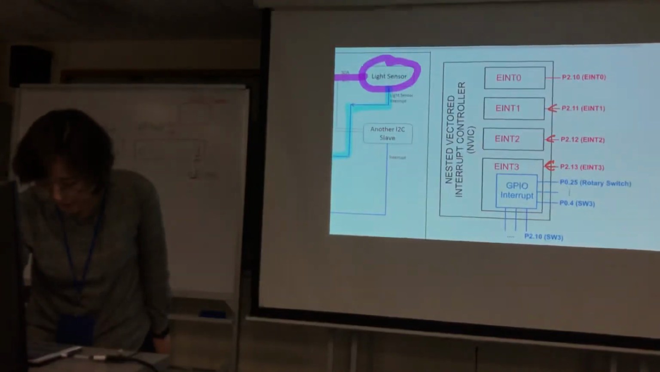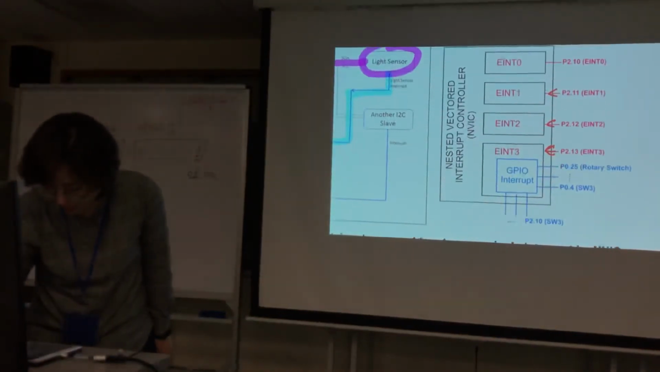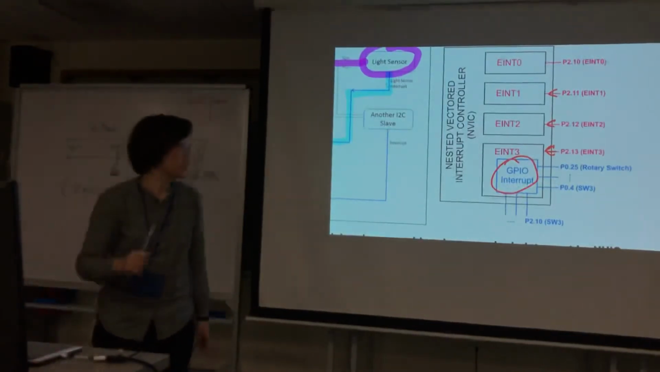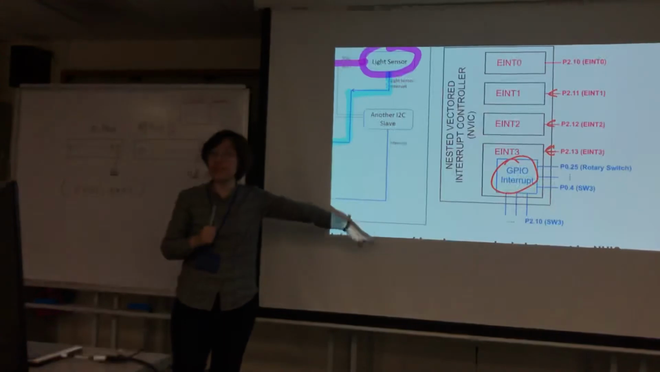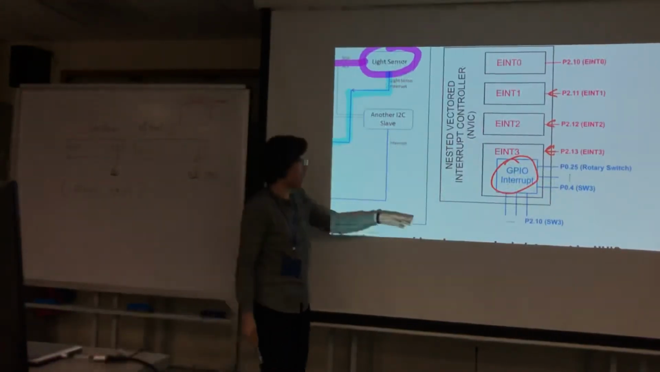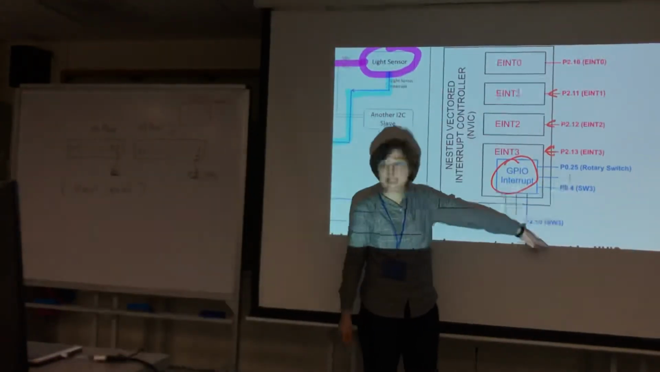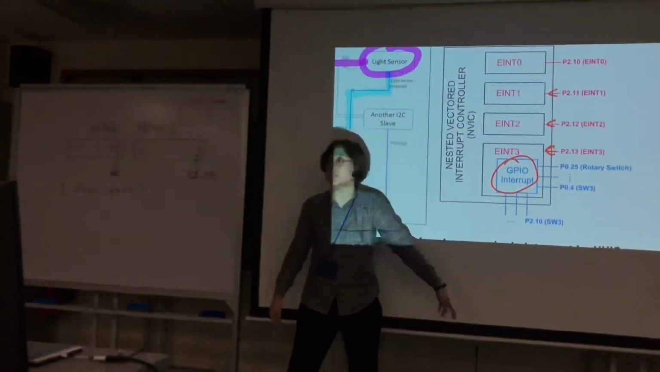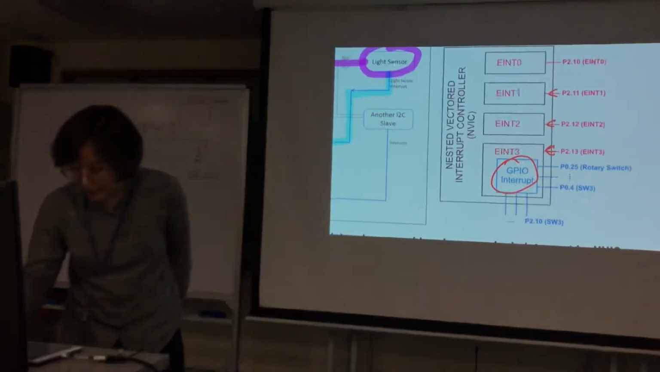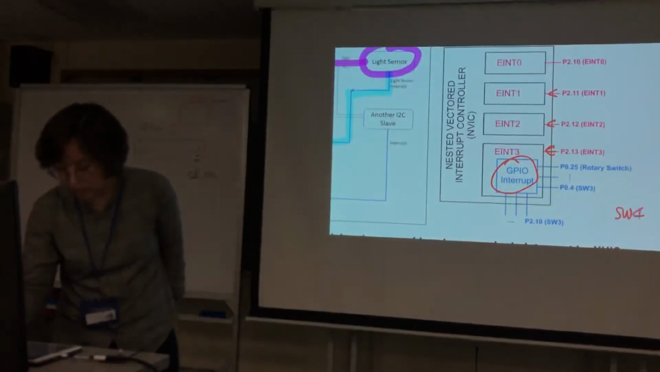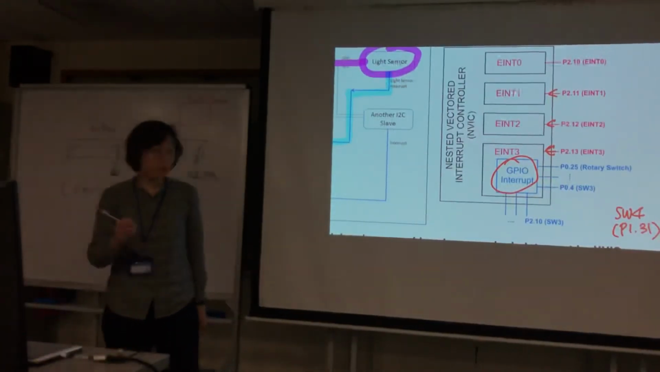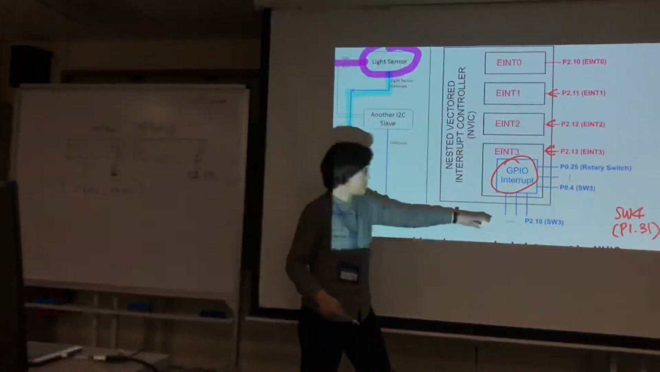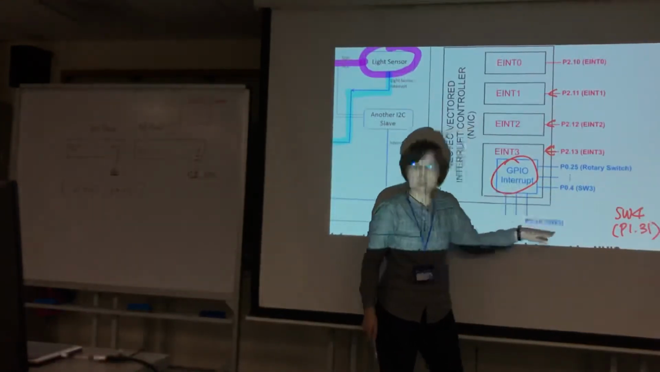Now, for your GPIO interrupt, you have many devices using the GPIO interface, right? For example, remember your SW3. For SW3 there are two options: you can use P0.4 or P2.10. You also have your SW4, which is P1.31. They are all GPIO devices.